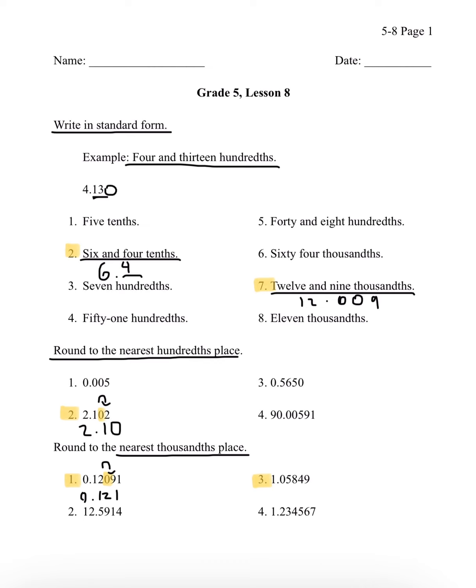Number 3, the number in the thousandths place is 8. If we look at the number behind 8, it's a 4, which is less than 5, so we don't round it. So our answer is just 1.058. And that's our answer.